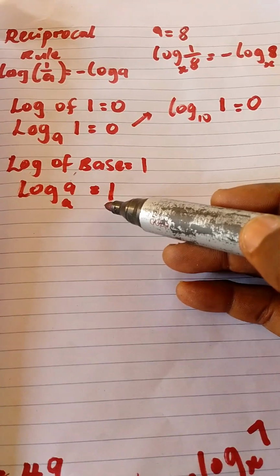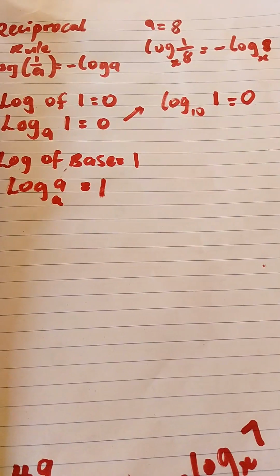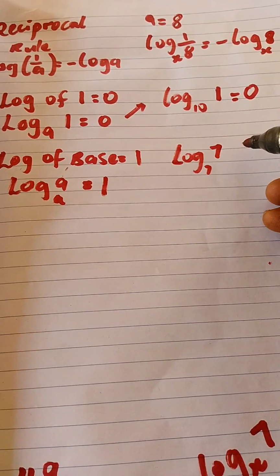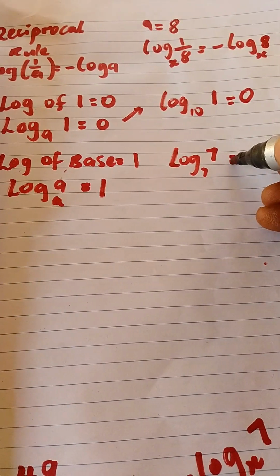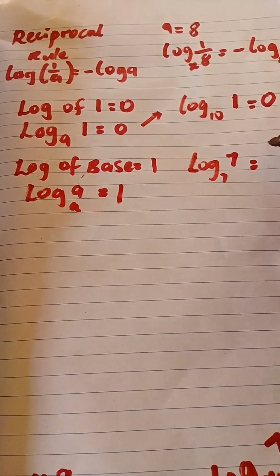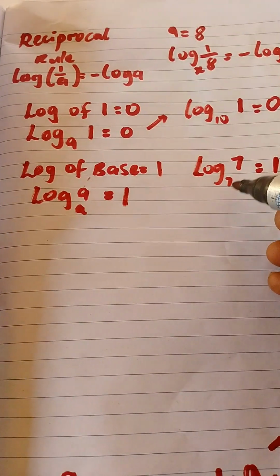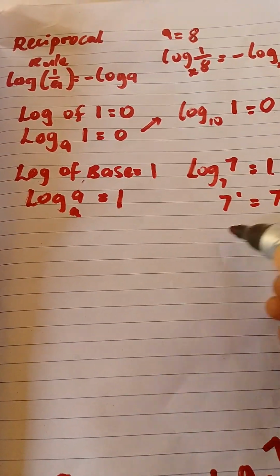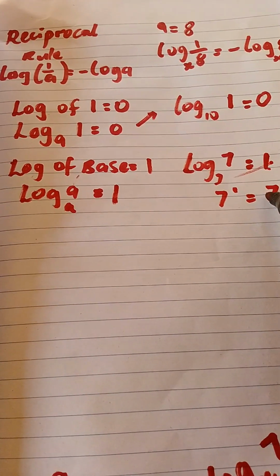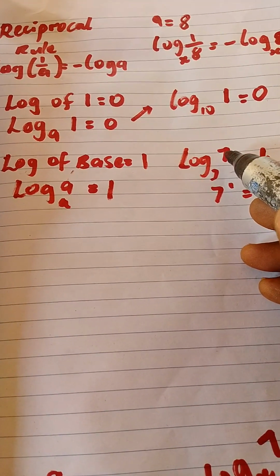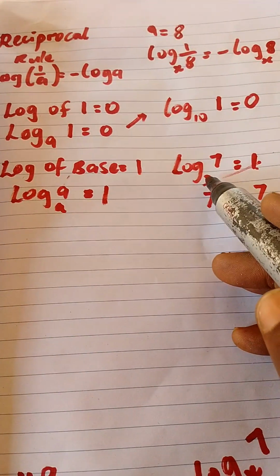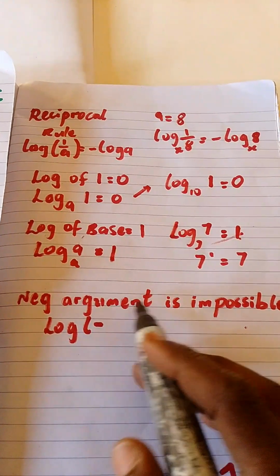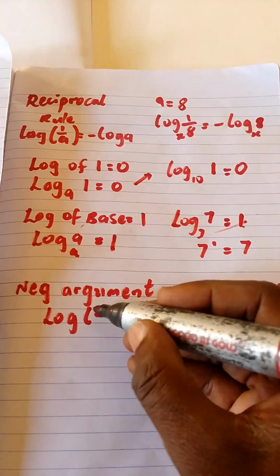So that means that logarithm to the base of 7 of 7 is automatically 1. That means 7 raised to power 1 is equal to 7. Remember that? 7 raised to power 1 is equal to 7. Remember, this is the argument, this is the base, and this is the exponent or logarithm. A negative argument is impossible, so let's say log minus 4 is impossible.